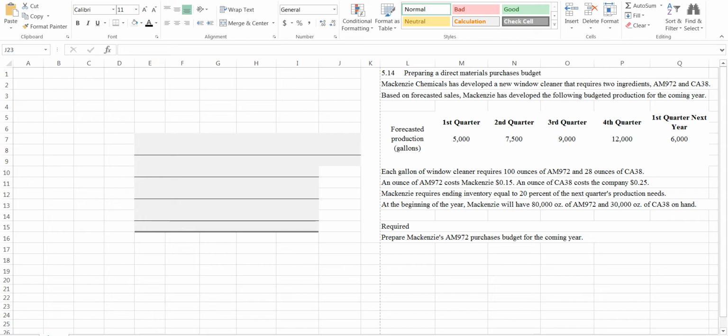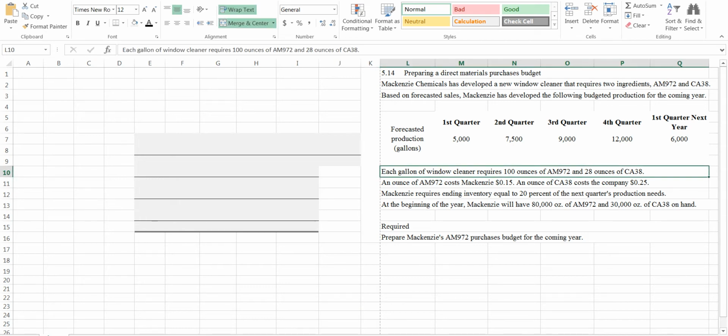All right, so we're given information about two different direct materials ingredients, but we only really need one for our budget. So let's change the color of the font here, or you could highlight or underline, so that we only find the information about AM972 because we're not interested in CA38.